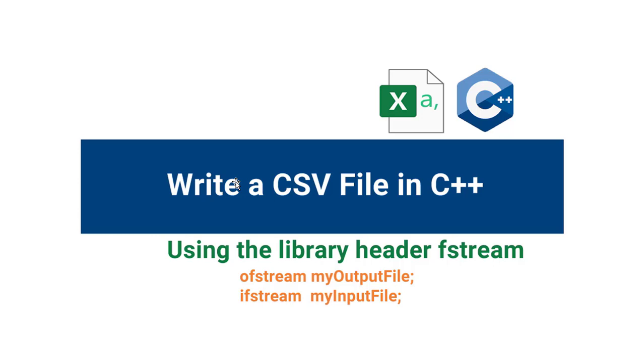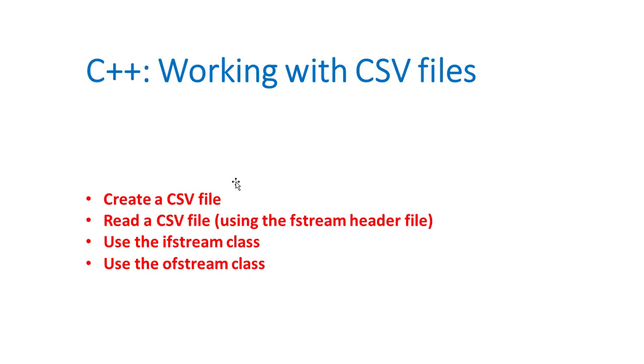In this tutorial, we are going to look at how to write a CSV file in C++. In the course of this video, we will create a CSV file and read a CSV file by using the fstream header file. We will use the ifstream class and the ofstream class, which are both part of the fstream header file. Now, with that said, let's open our IDLE to create our C++ file.